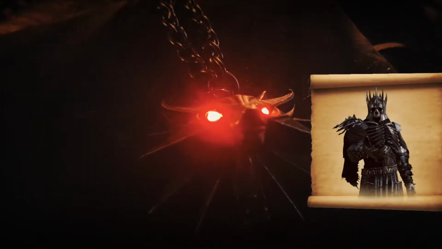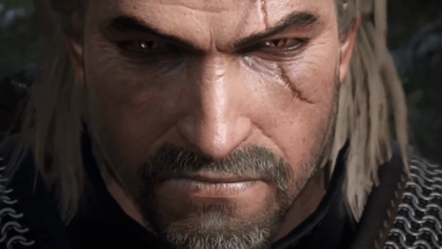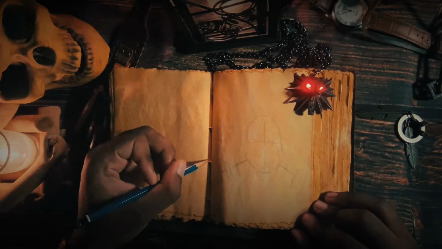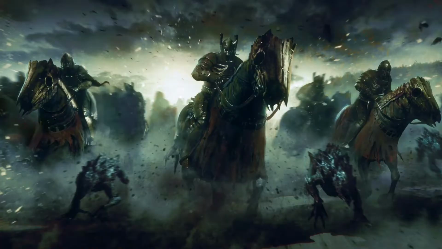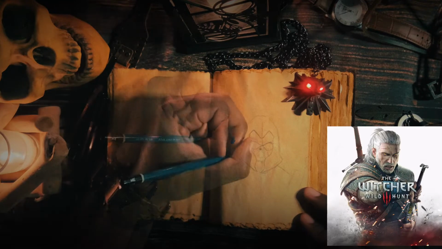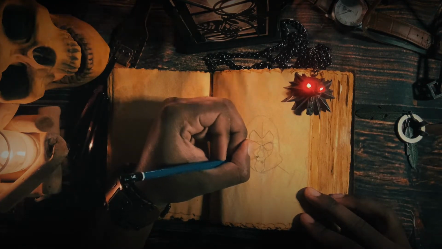Eredin Breacc Glas from the Witcher series. Now this particular character, he is the infamous leader of the Wild Hunt, and he's one of the main antagonists in the Witcher 3, the Wild Hunt from the Witcher series.